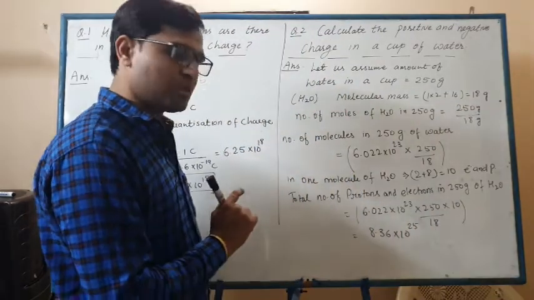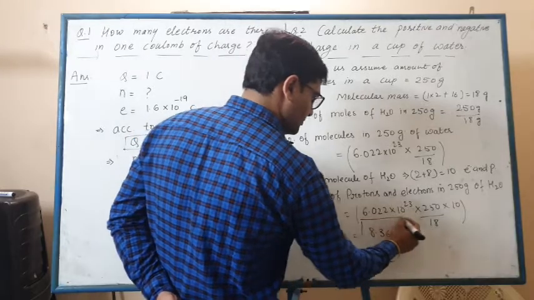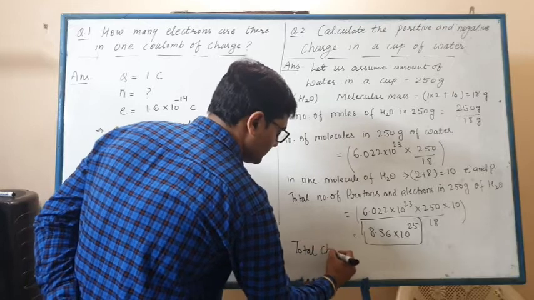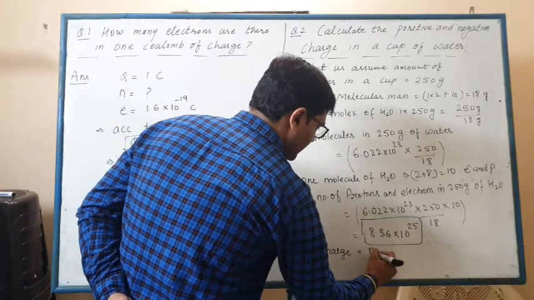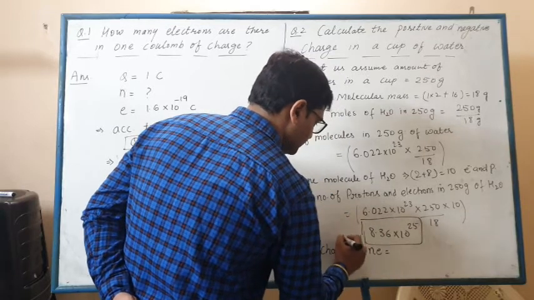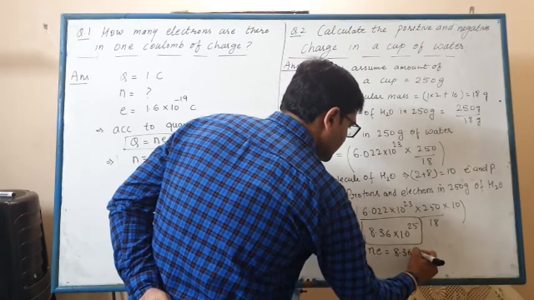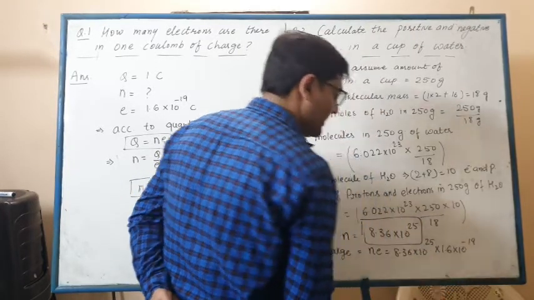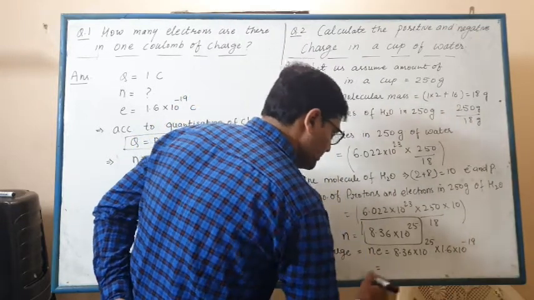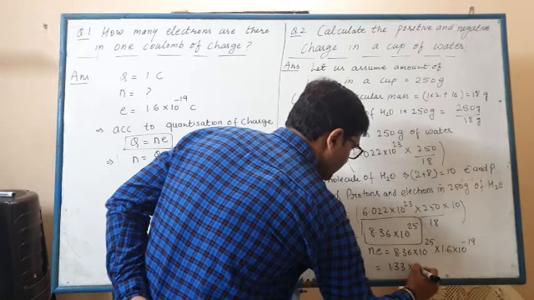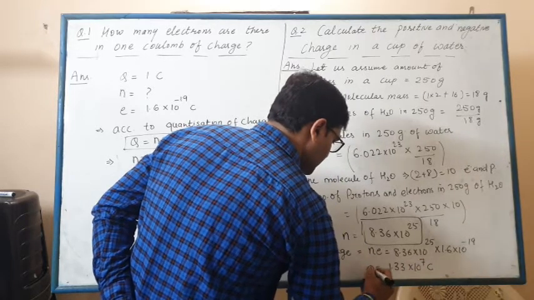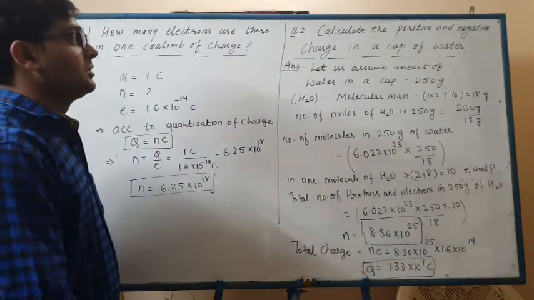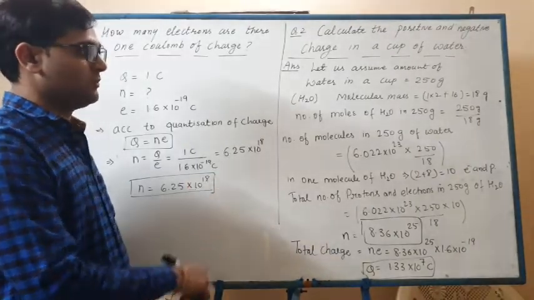So these are the number of protons or number of electrons in 250 gram of water, and total charge is equals to N into E, and we have this much, 8.36 into 10 raised power 25 into 1.6 into 10 raised power minus 19. After solving this, we will get 1.33 into 10 raised power 7 coulomb. This will be the total charge, positive you can say, or negative charge in a cup of water.